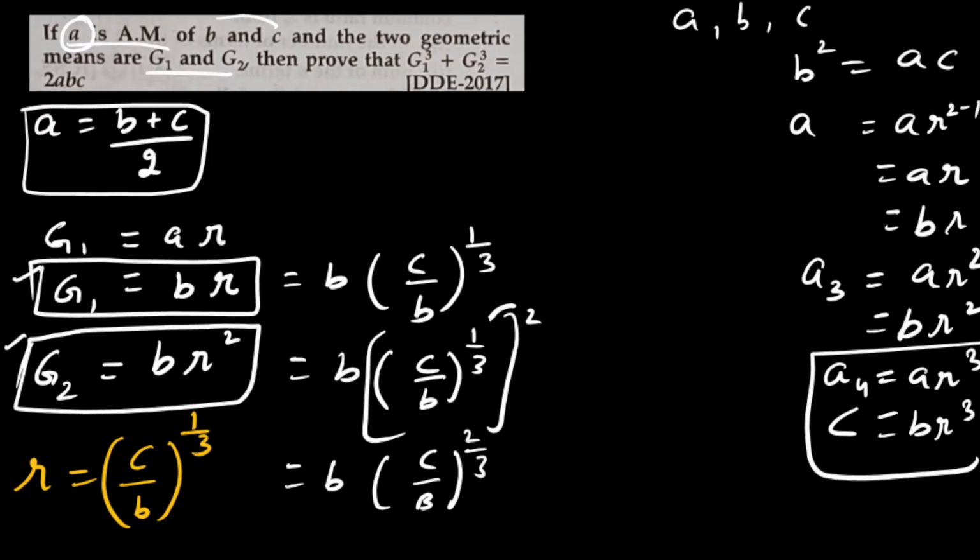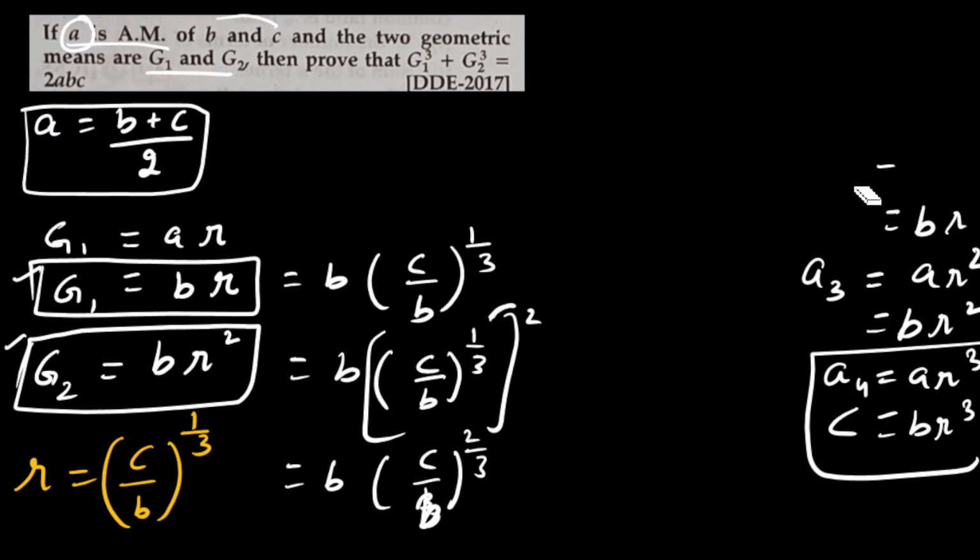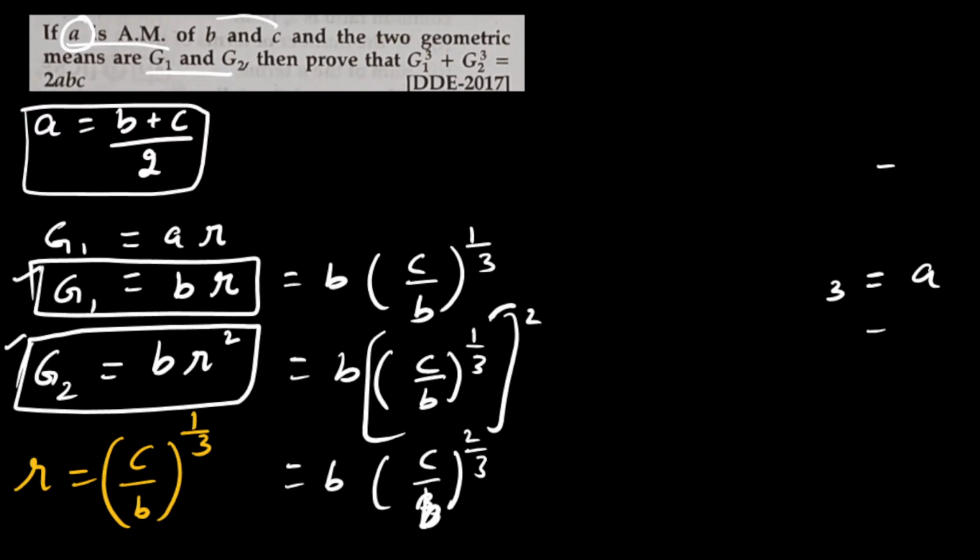So powers will get multiplied. So this will become b into (c by b) to the power 2 by 3. So we have found the values now. In the given expression, I'll just substitute, because this is a proof type of question. So what do I have to prove? I have to prove g1 cube plus g2 cube, its value is 2abc. So g1's value I am just going to substitute.